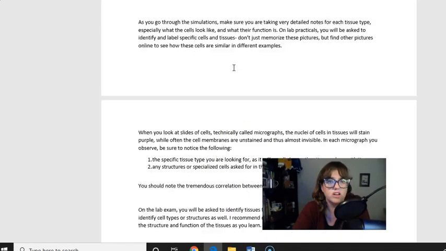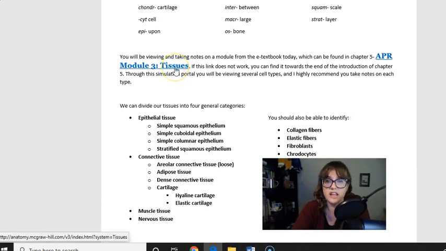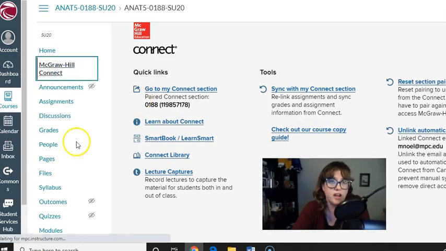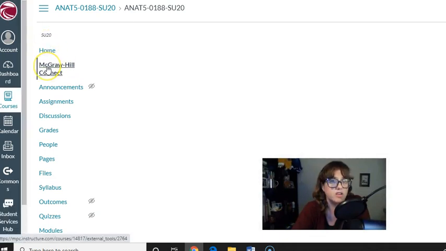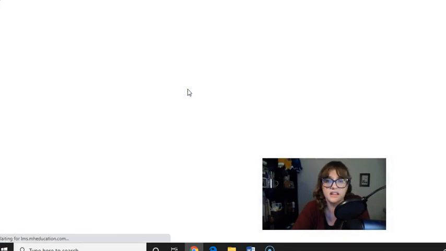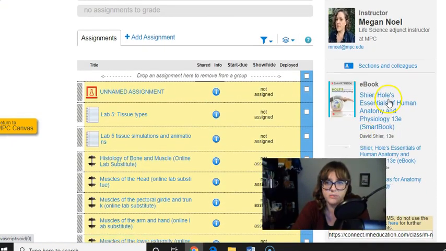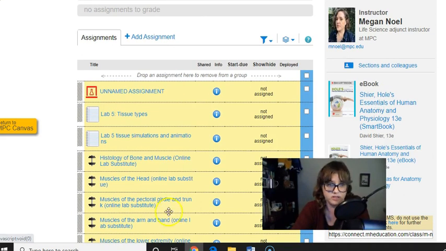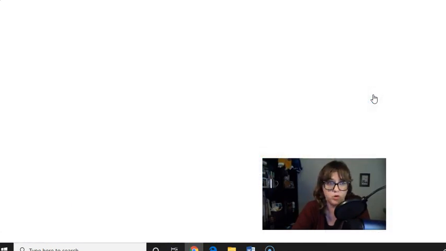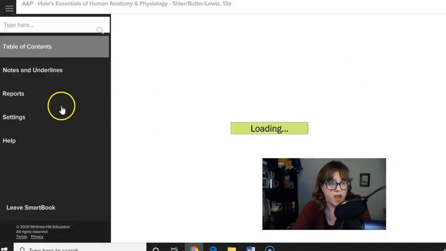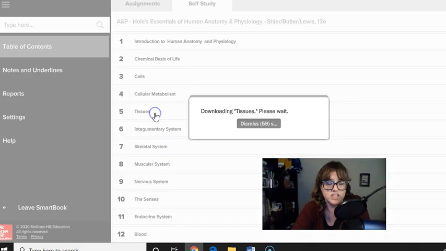Okay, so how are you going to do this? If this link doesn't work straight from the lab, you're going to go to your book. Let's say I'm in my book. I'm on MPC, under a Canvas site. I click on McGraw-Hill Connect, and I go to my Connect section. I don't know exactly what yours looks like, but I'm going to go to the book. If you didn't know already, you can access the book through this portal. Very helpful. And you're going to go to chapter 5, Tissues.